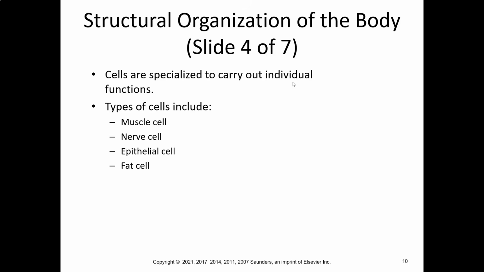Cells are specialized to carry out individual functions. Types of cells include the muscle cell, a nerve cell, epithelial cell, and a fat cell. Here's an interesting side note for human anatomy. Did you know that all human beings essentially have the same number of fat cells? It's just the size that varies. Same thing with skin color. We have the same number of melanocytes, which are cells in the skin, but the amount of melanin, which is the color of your skin, varies. So really, it's just the amount of melanin that determines skin color, nothing else.